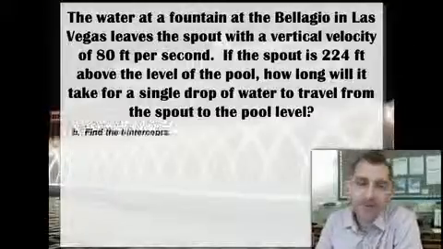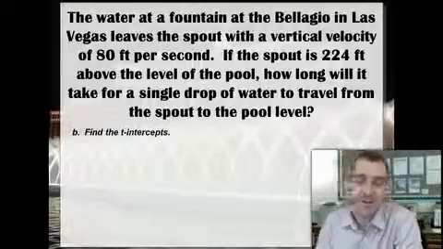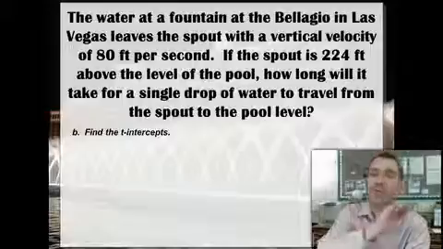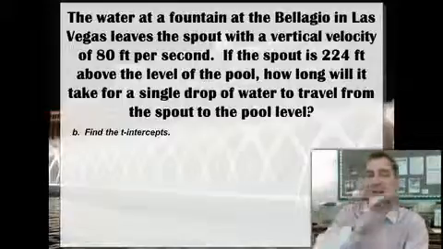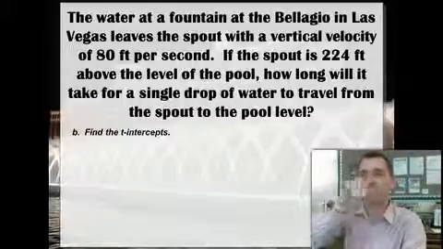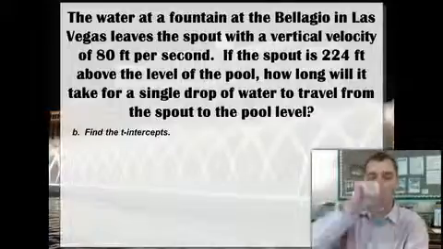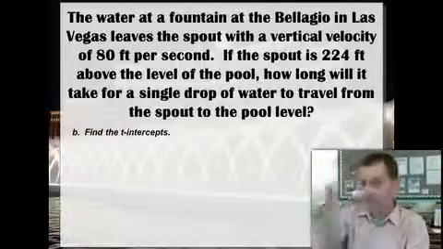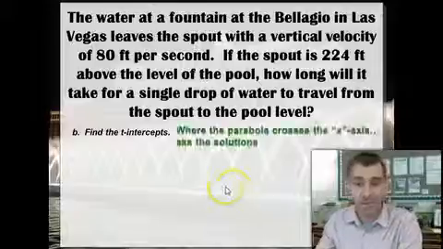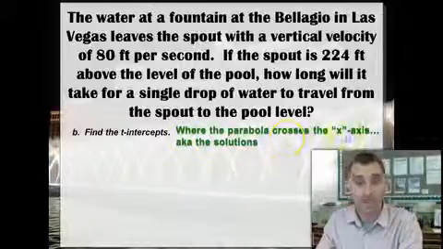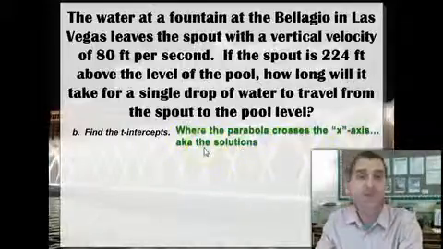So how do I find letter B? How do I find the t-intercepts? And the t-intercepts is nothing more, guys, than really just the x-axis. The t-axis is the same thing. So I'm looking for where that parabola is going to cross the t-axis. Oh, that sounds familiar. Where the parabola crosses the x-axis, aka the solutions.